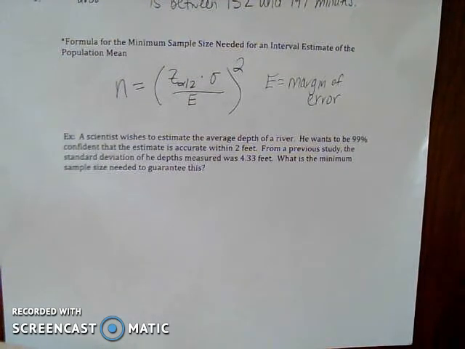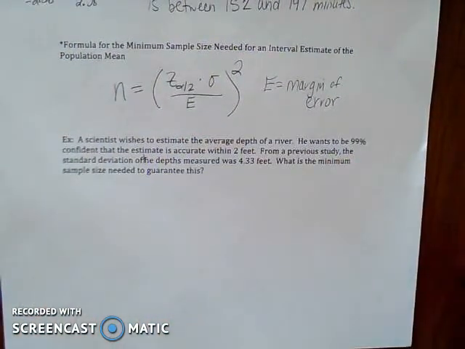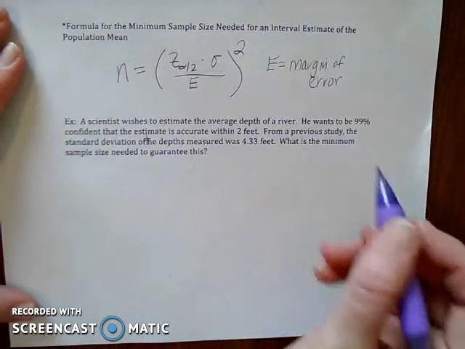So a scientist wishes to estimate the average depth of a river. He wants to be 99% confident that the estimate is accurate within 2 feet. From a previous study, the standard deviation of the depths measured was 4.33 feet. What is the minimum sample size needed to guarantee this? So again, figuring out how many samples of this river he's going to need to take.